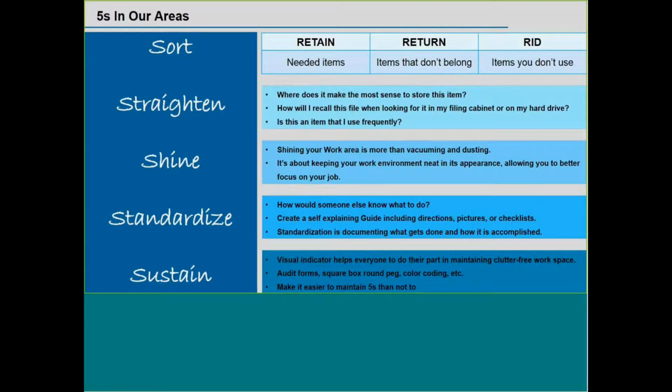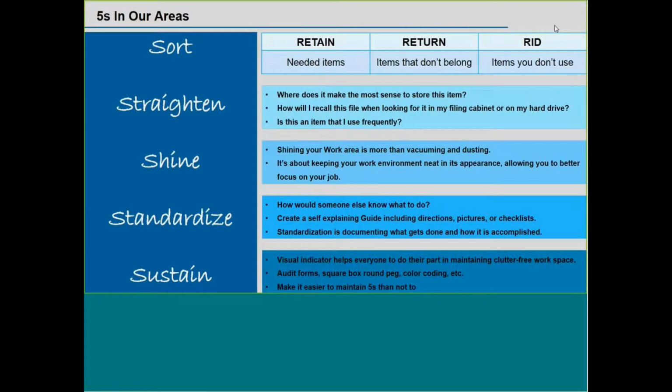Let's start with sort. The first thing you do when you're starting a 5S project is sort. What sorting means can be separated into the 3 R's: retain, return, and rid. The first thing we'll do is sort through all of the items in a work area and retain all of the items that we actually need to do our job. Everything else that we do not need to do our job will fall into 2 categories. Things that we can return to inventory and things that we can actually completely get rid of entirely.